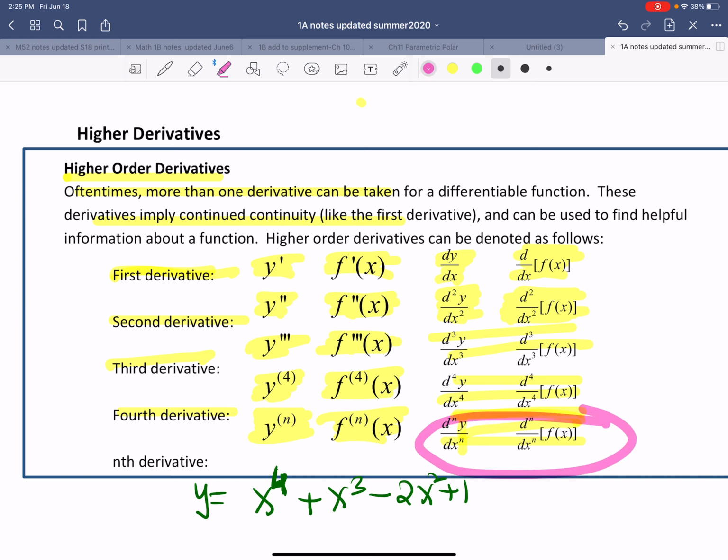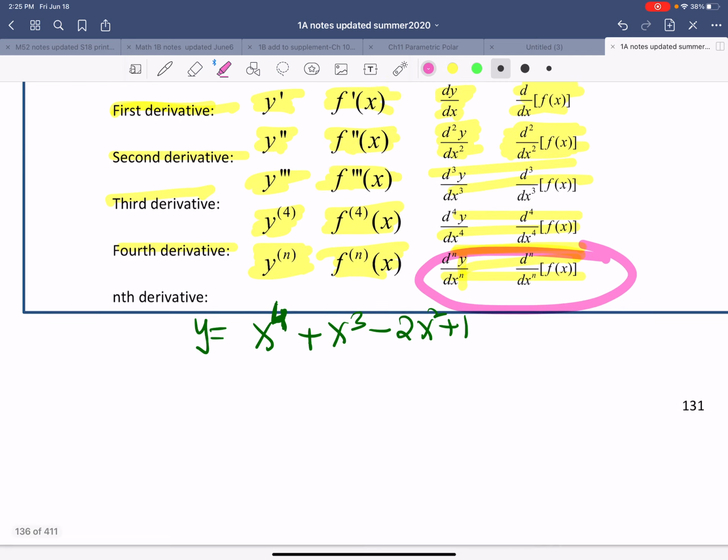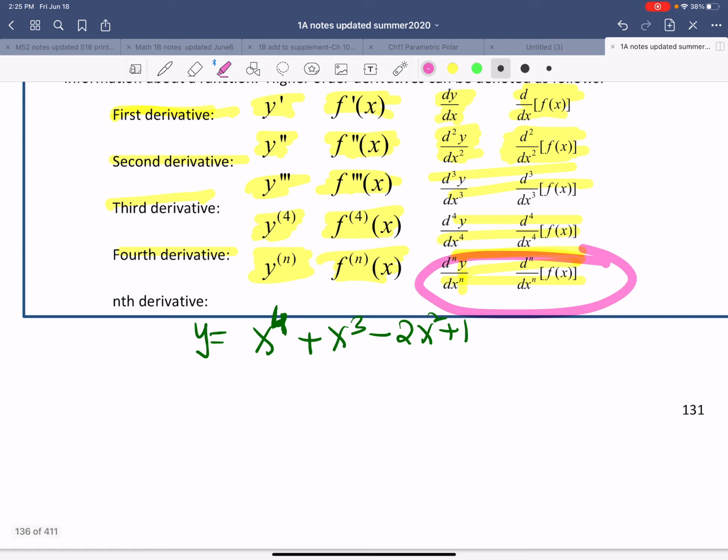Sometimes you're looking for the nth derivative, and by looking at a pattern, you can evaluate the nth derivative easily and quickly. So here's an example: y is equal to x to the fourth plus x cubed minus 2x squared plus 1. Another interesting thing to note about polynomials is that eventually their derivative becomes 0, because polynomials are always smooth, continuous curves. Whatever the degree of the polynomial, that's how many derivatives will exist. Beyond that, if it's a fourth degree polynomial, the fifth derivative will be 0.